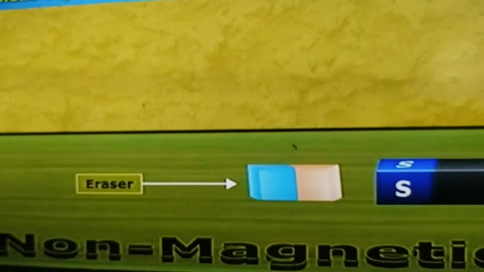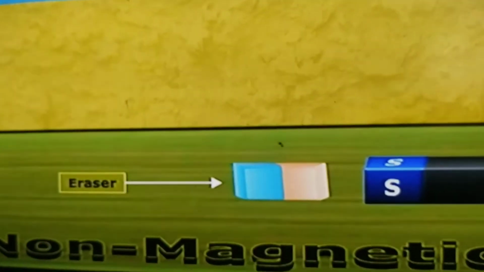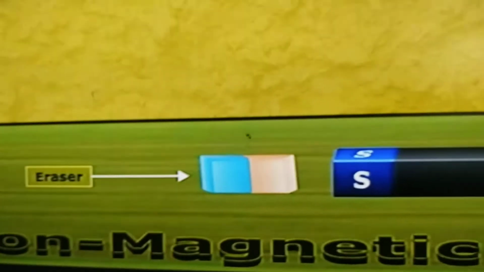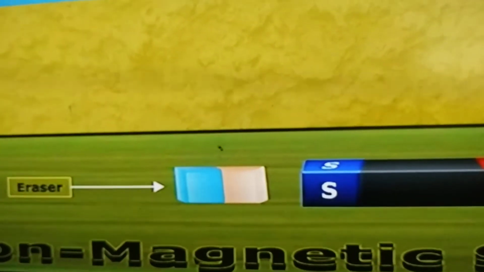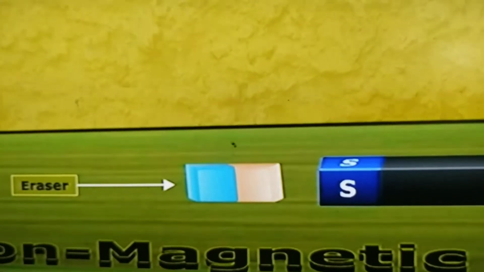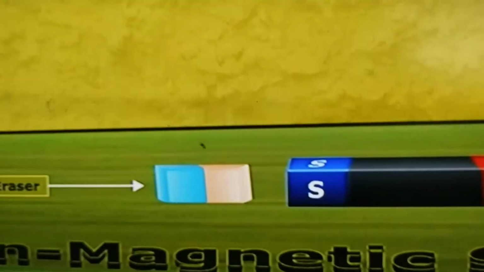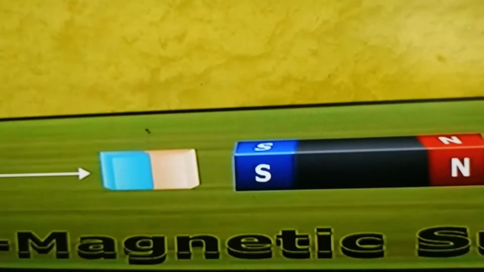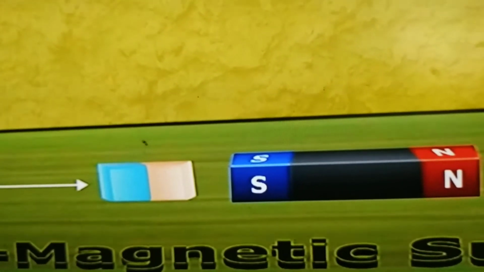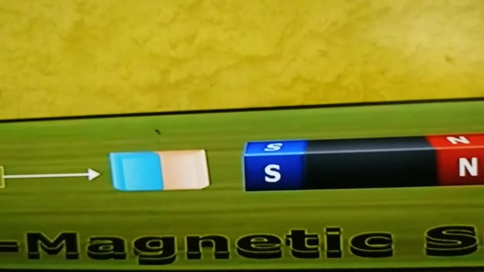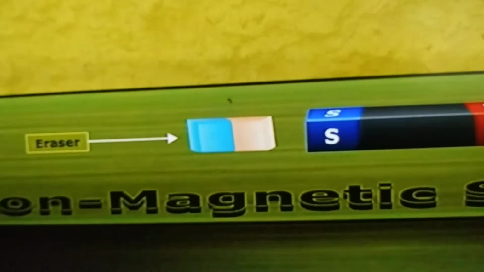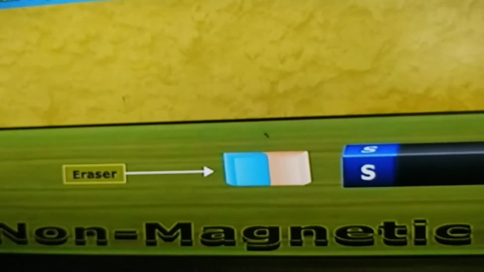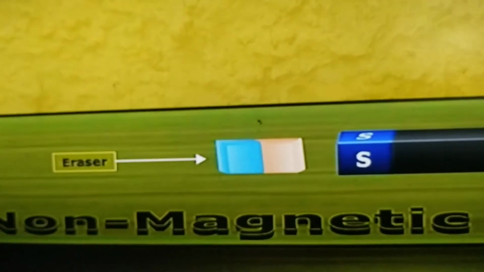Magnets repel north-north, south-south and attract north-south, south-north. But magnetic substances don't show this property. They are simply attracted by the magnet. If an object is neither attracted nor repelled by a magnet, then it is a non-magnetic substance.